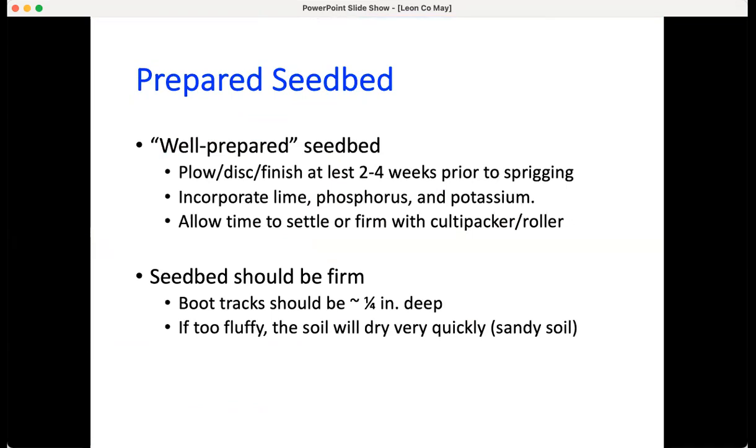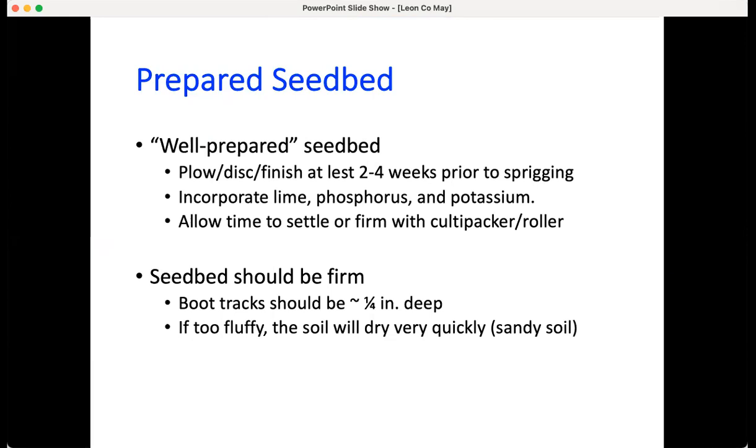If you are planting a warm season perennial or any warm season annuals, ideally we need to start with a prepared seed bed, a well-prepared seed bed. That is achieved by plowing, disking, and finishing at least 2 to 4 weeks prior to planting, whether it's with sprigs for hybrid Bermuda grass or seeds for any of our warm season annuals or seeded Bermuda grass or even Bahia grass.